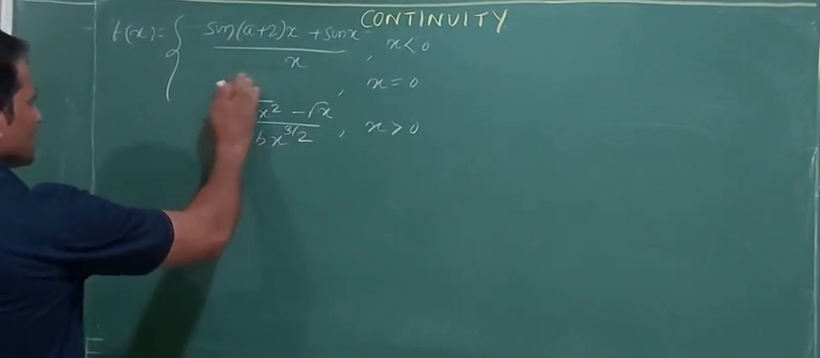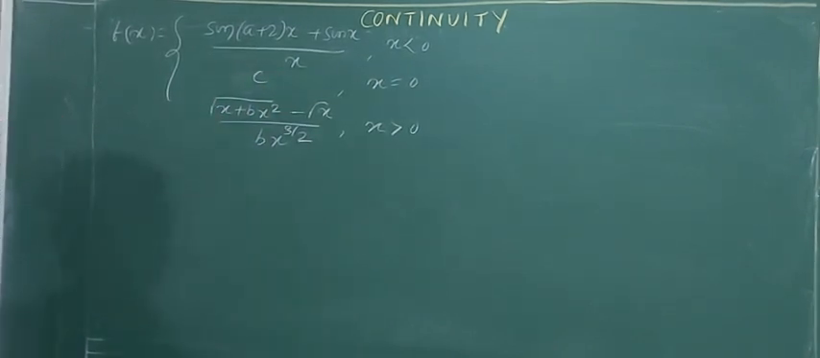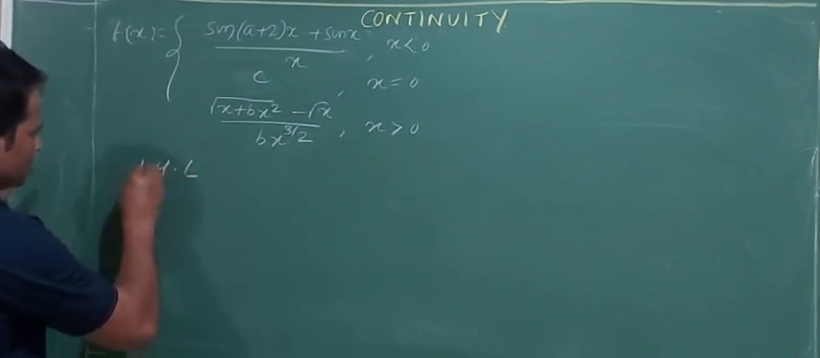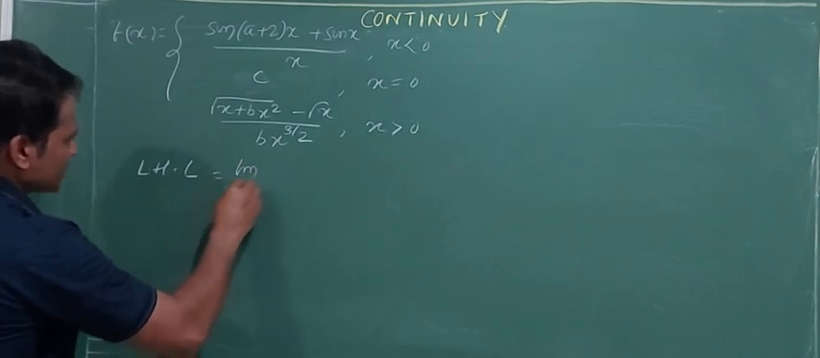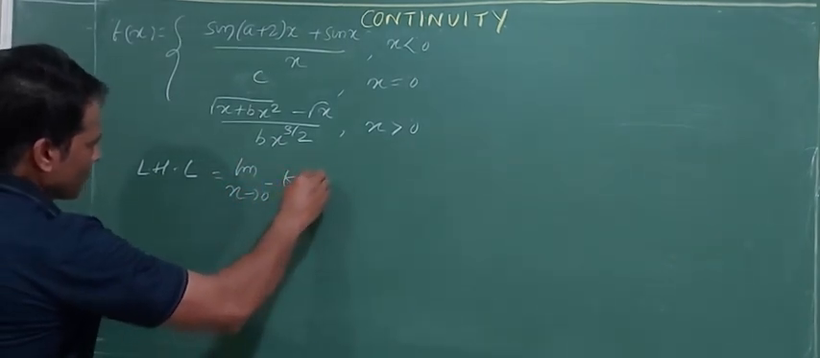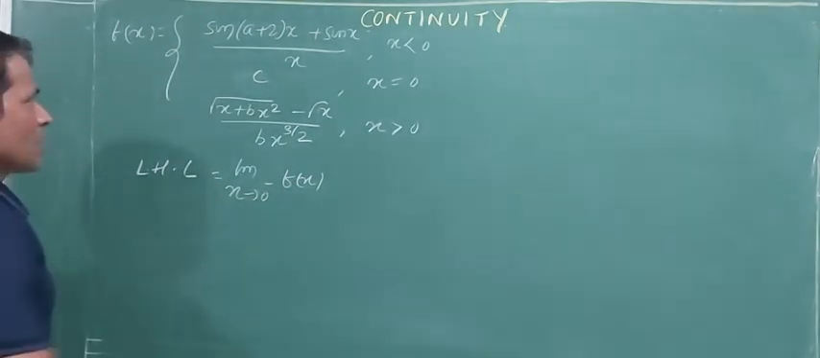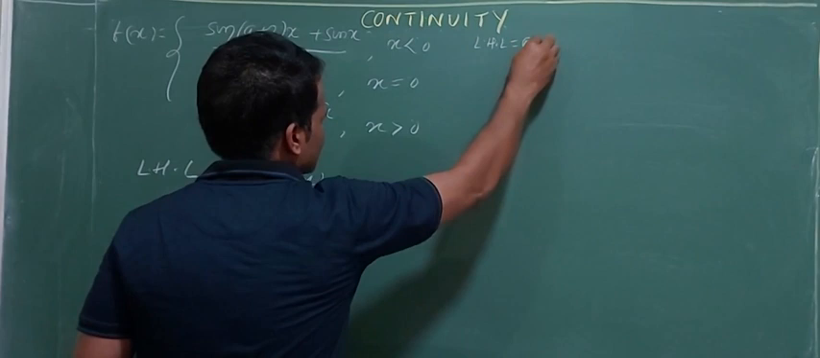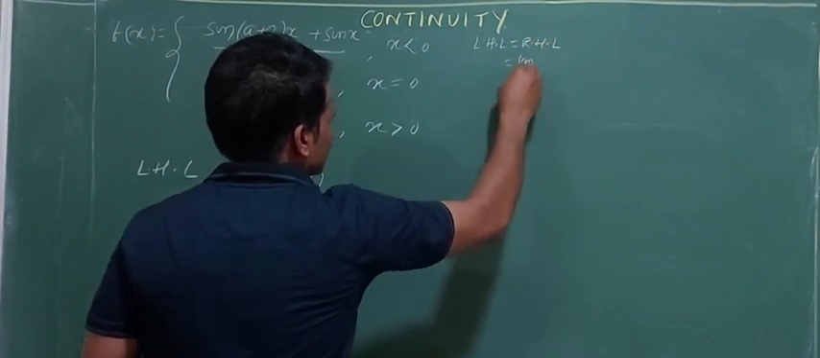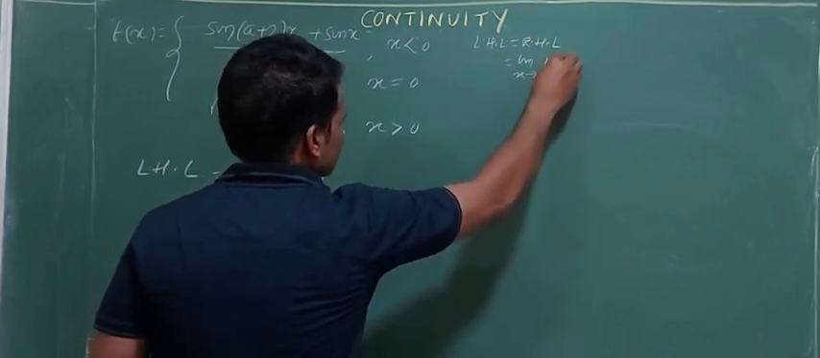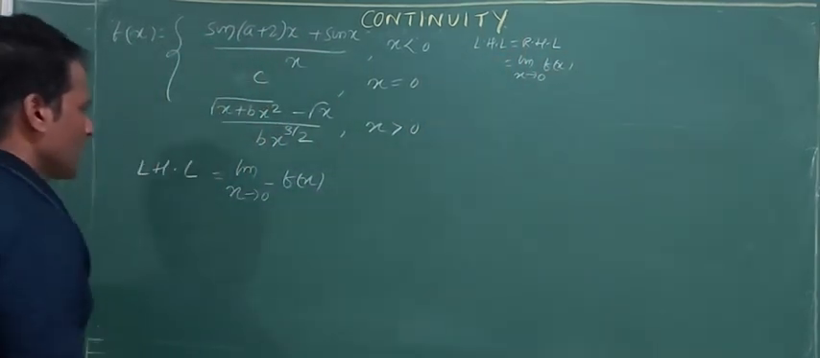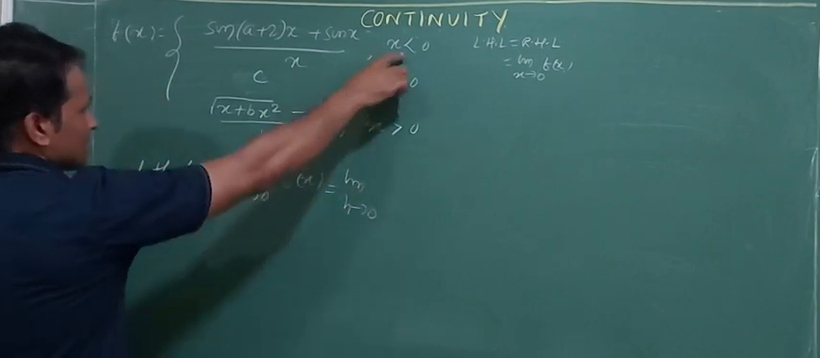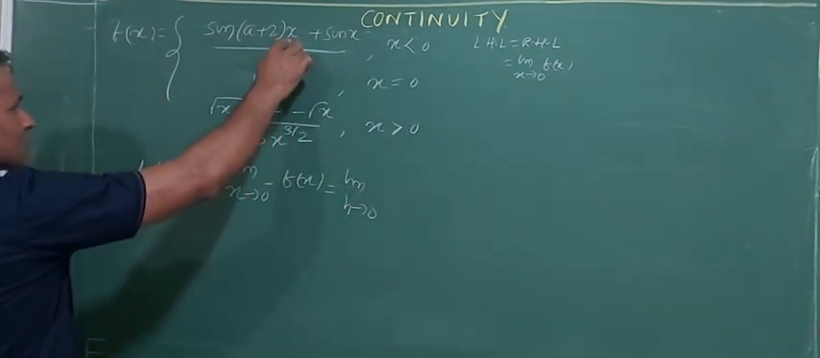At x equals 0, this is c. Okay, let's start. LHS, limit x tends to 0 minus f(x). As it is continuous, we write down the first step: LHS equals RHS equals limit x tends to 0 f(x). That condition, write down. Limit x tends to 0 minus. So what do I do? Wherever x is less than 0, instead of x, I will replace it with 0 minus h.